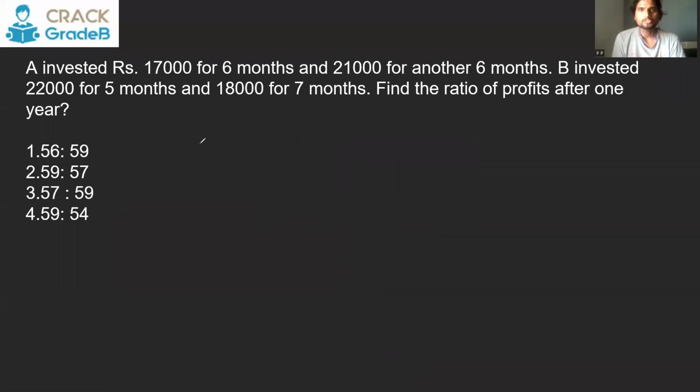A invested 70,000 for 6 months and 21,000 for another 6 months. So in case of A, you are going to write 17 because it is 1,000 everywhere. We can just let go of these 3 zeros because ultimately we just consider the ratio. So we can just take 17 for 6 months and A invested 21 for another 6 months. If there are two investments with different durations, we write in the portion of A 17 for 6 months, 21 for 6 months, and there will be an addition sign in between.